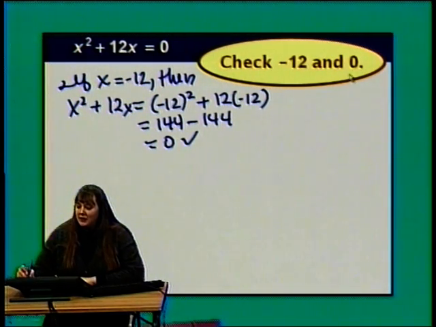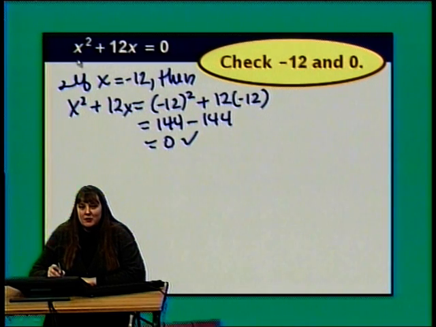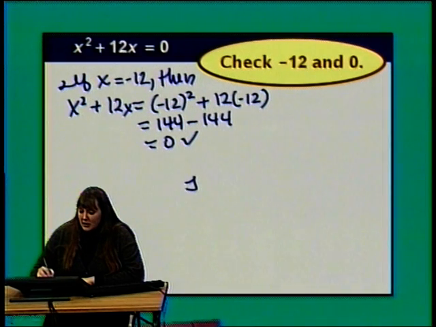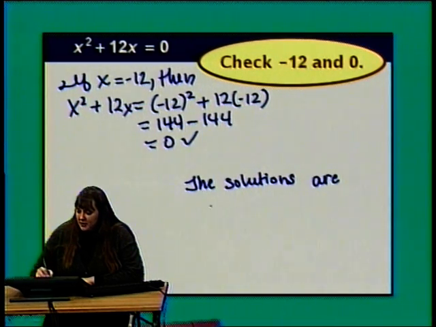Look what I'm checking. 0. If I replace x with 0, 0 squared is 0, plus 12 times 0, that's 0. 0 plus 0 is indeed 0. So both of my solutions check. So I'm going to go ahead and write the conclusion. The solutions are negative 12 and 0.